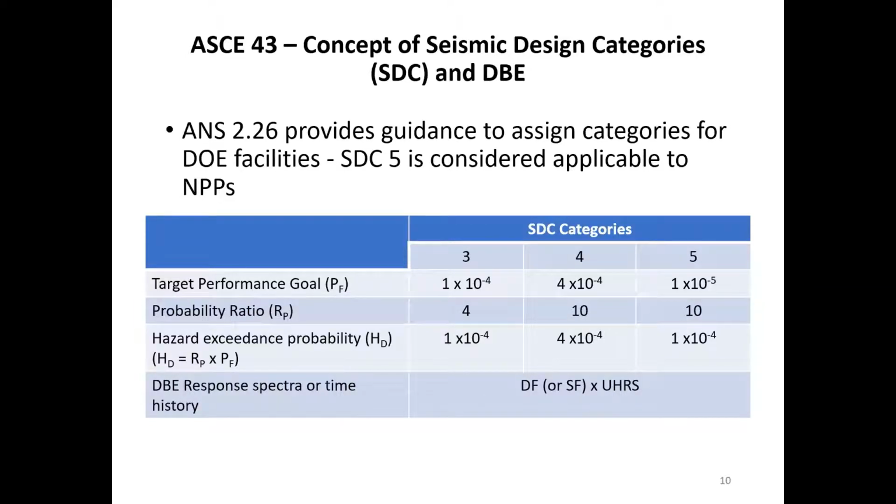As you see, if you go to the other categories, this target performance goal becomes larger, but the design basis also becomes smaller. And then the codes and standards you use also will vary to some extent. So this is one of the major concepts in ASCE 43. Let's go to the next slide.